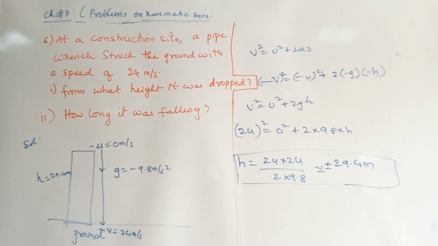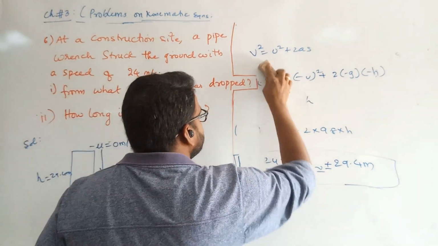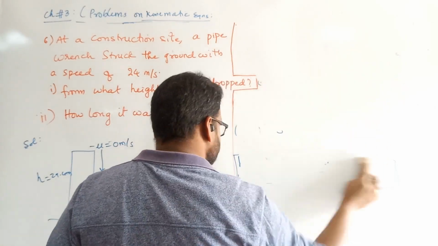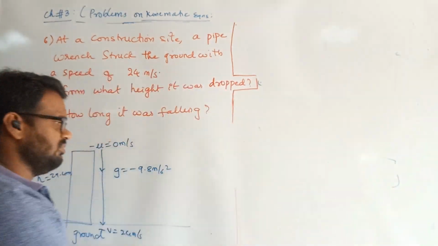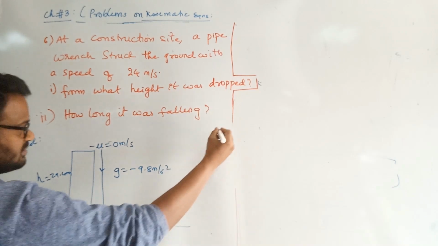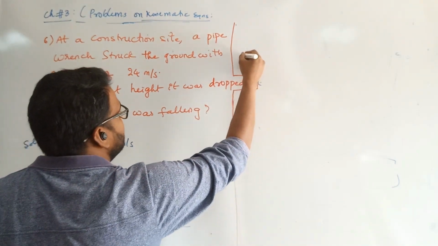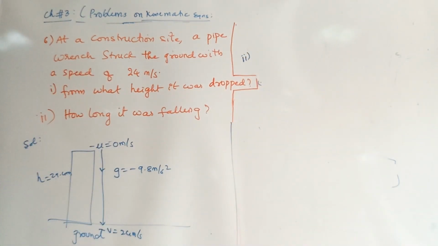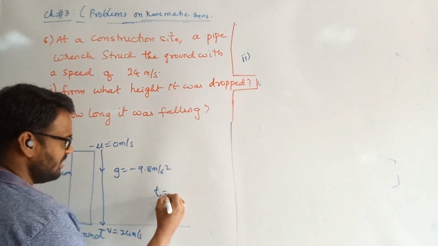Now I'll just remove this part. Let us try, because data won't change, data remains the same. I'm not erasing this part. Let us now solve the second part. What is that? How long was it falling? What is the meaning of how long it was falling? You need to find the time of falling, how much time it takes to fall. Means you need to find t.